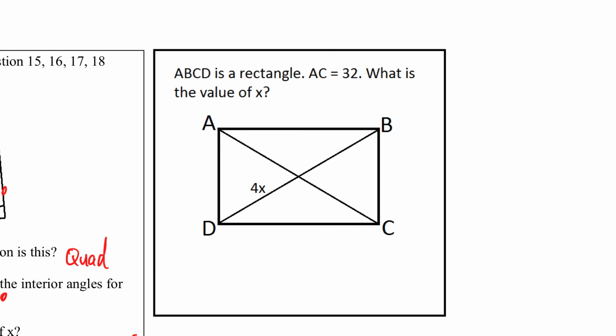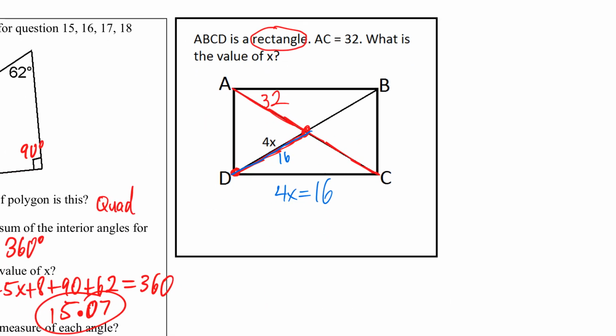Okay, on this one, ABCD is a rectangle. That's important because in a rectangle, the diagonals are congruent. So it says that this is 32, the whole thing, and we're looking for the value of x, and this 4x is just talking about from here to here. So what's half of 32? 16. So that's 16 from here to here, so we're just going to put 4x equal to 16, divided by 4, and so x equals 4.